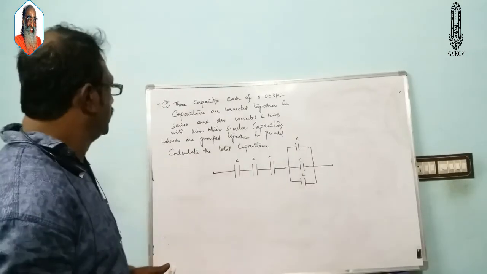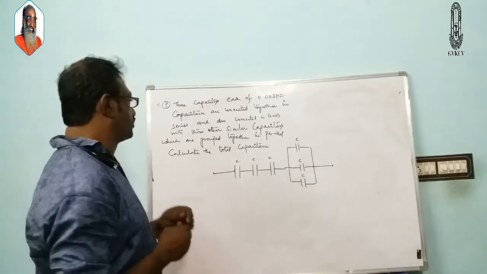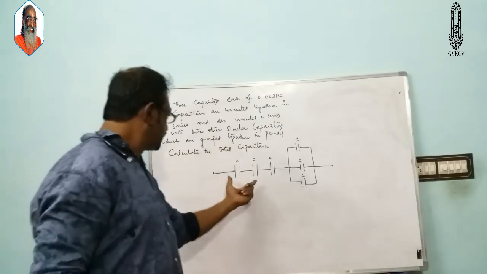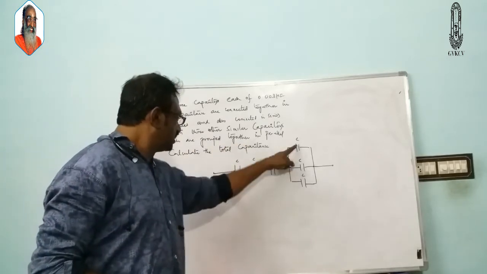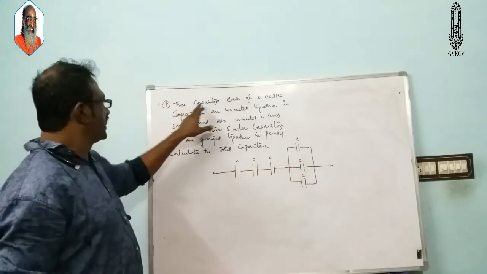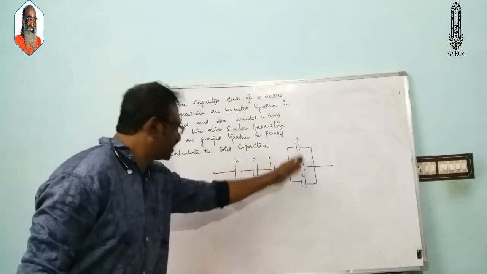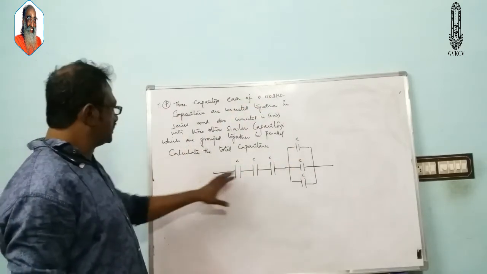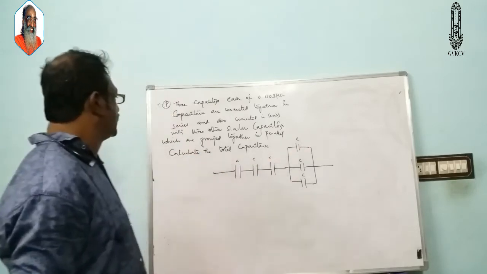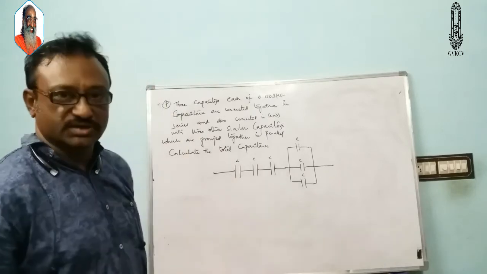Okay, here a simple numerical is there. How to solve such type of problems? If you observe, these three are in series and these three are in parallel. So look at the problem once here. Three capacitors each of 0.003 microfarad capacitance, that means all have the same capacitance, are in series, and these are connected in series with some others which are in parallel. Calculate the total capacitance. So here a mixed combination is there.